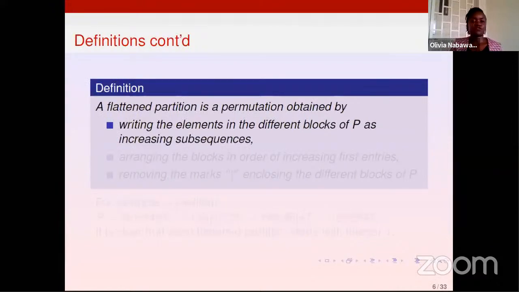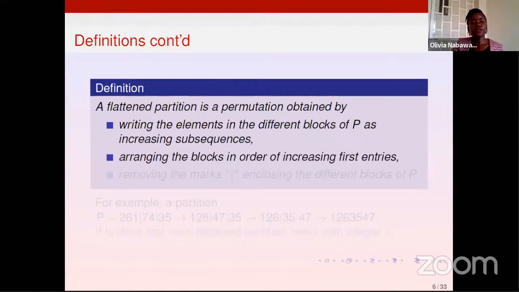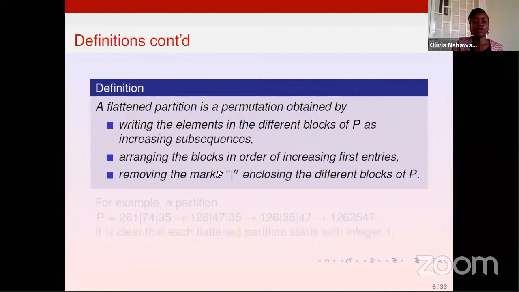Now let's move to a flattened partition, which is the main point of focus in this presentation. What is a flattened partition? A flattened partition is also a permutation, which is obtained by writing the elements in the different blocks of P, the set partition which I've just defined, as increasing subsequences. And then we arrange the blocks in order of increasing first entries. So the block with the smallest first entry will come first, the block with the second smallest first entry will come next, and so on, depending on the number of blocks that you have. And then finally, we remove these marks enclosing the different blocks of P.